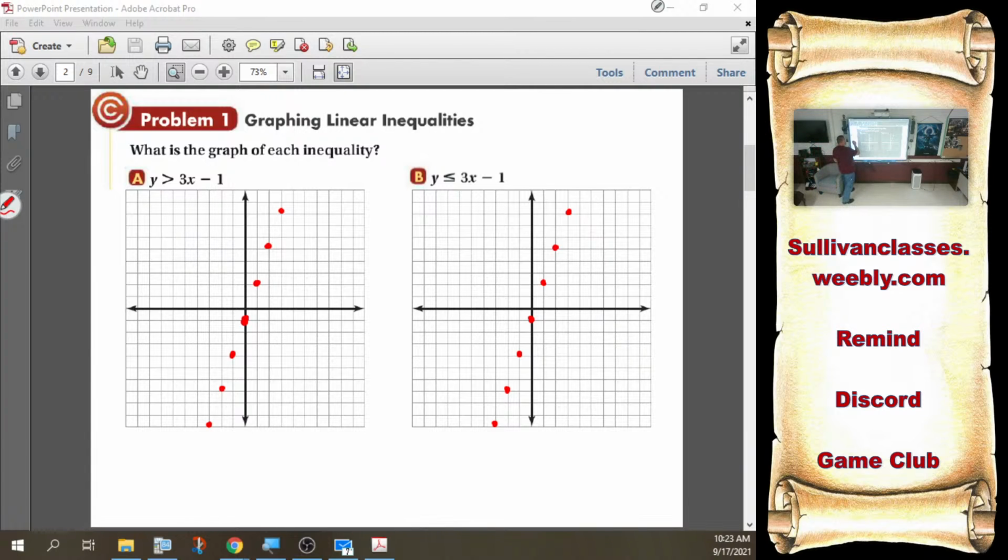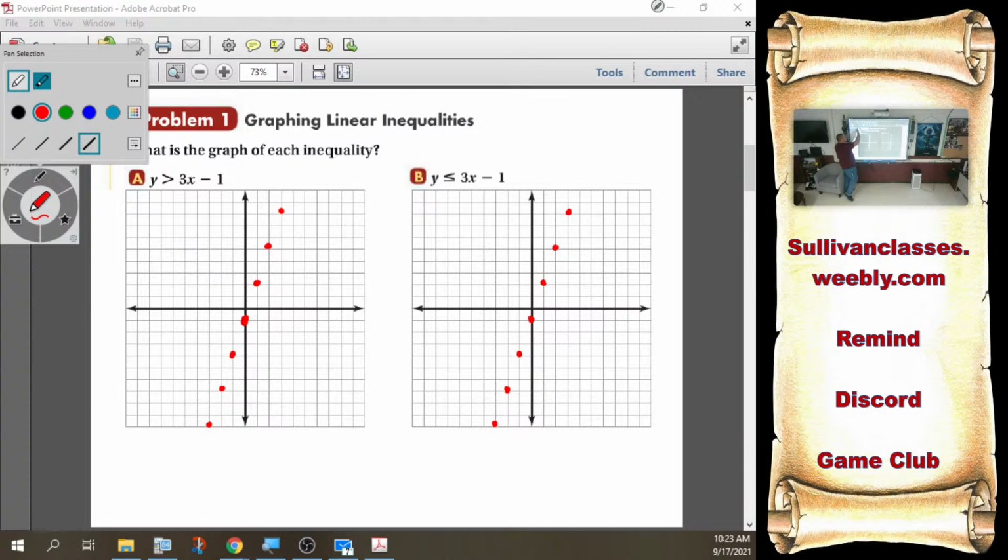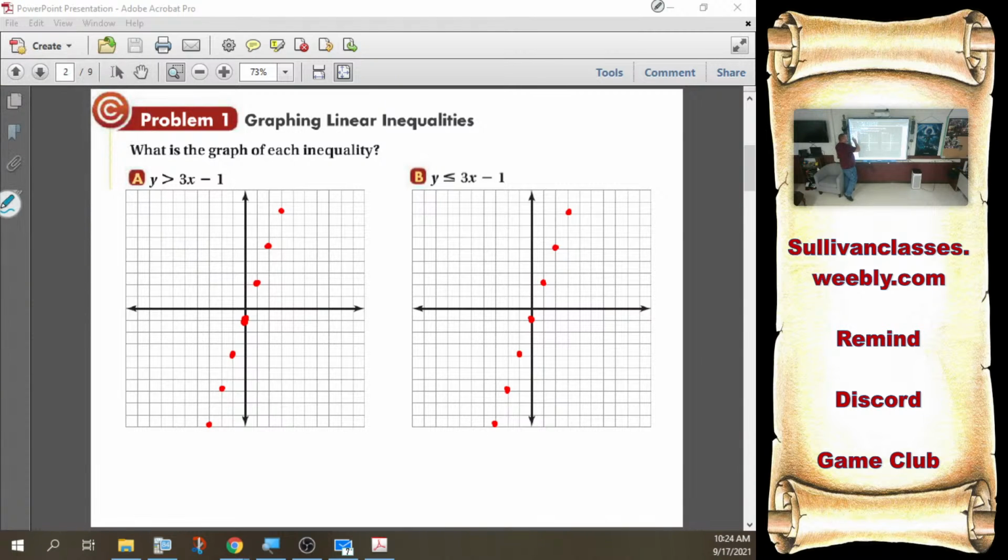Okay, both of them start at -1. Slope is up 3 over 1. Part A, solid or dotted? Less ink here, less ink there.